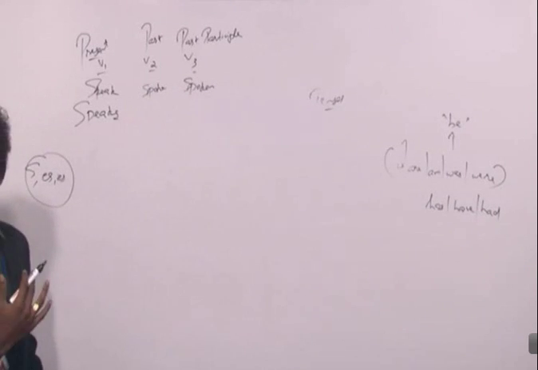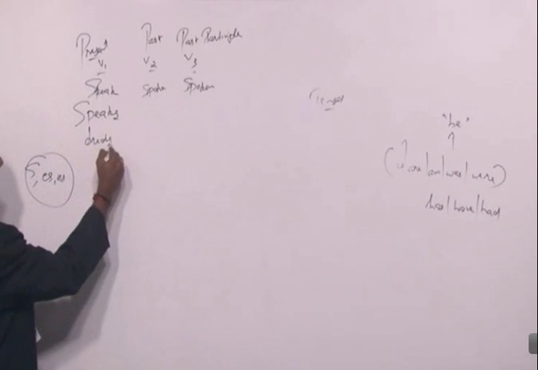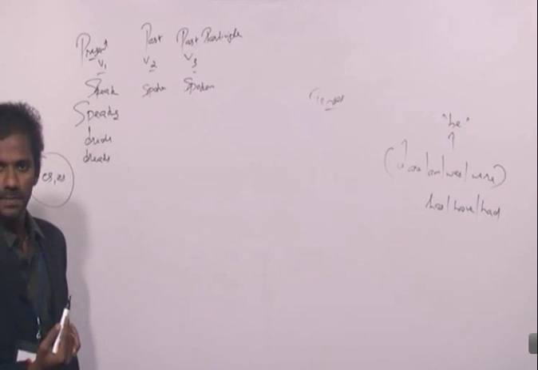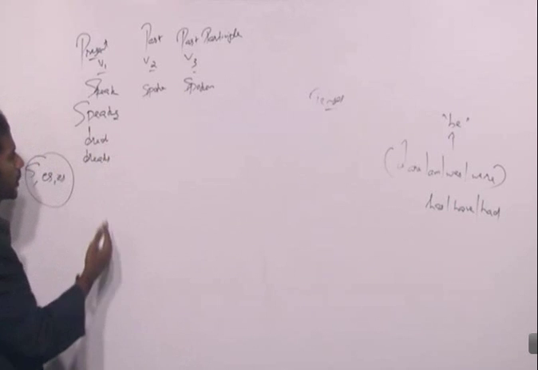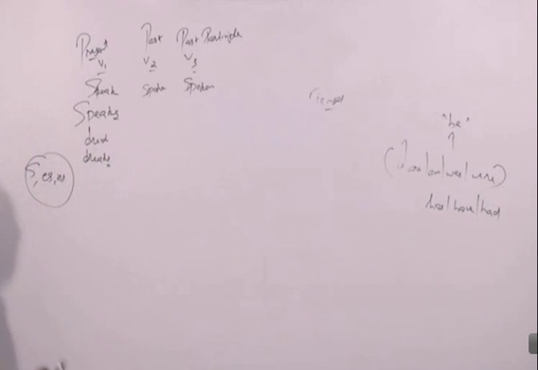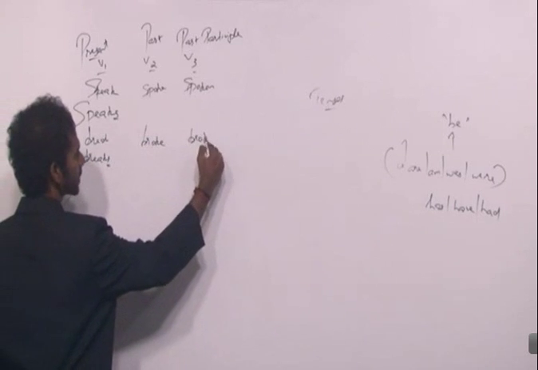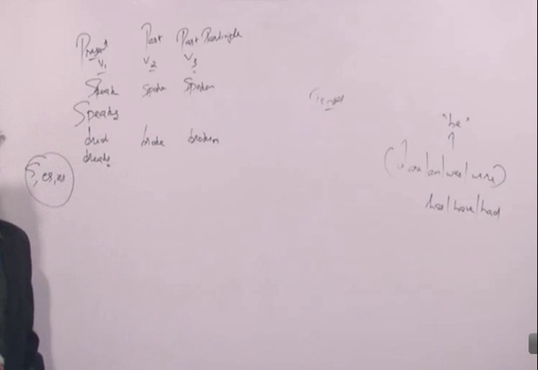So V1 is speak or speaks, V2 is spoke, and V3 is spoken. It's speak, spoke, spoken. Similarly, break and breaks, both are in the V1 form, right? Singular and plural. Break is plural, whereas breaks is singular. V2 is broke. V3 is broken. It's break, broke, broken, right? Play.